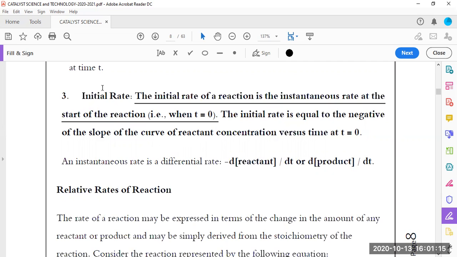Again, it's similar. Of course, initial rate is like a special case of instantaneous rate. Initial rate is a special case of instantaneous rate. It means it is instantaneous rate, but at t equals 0, not any time.